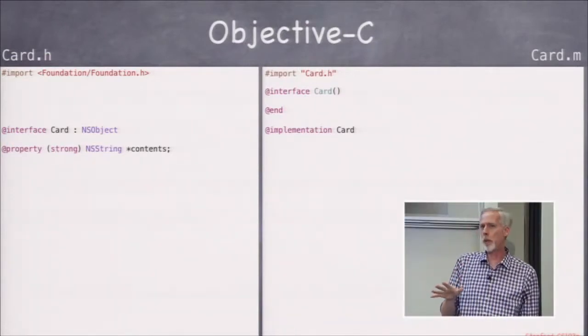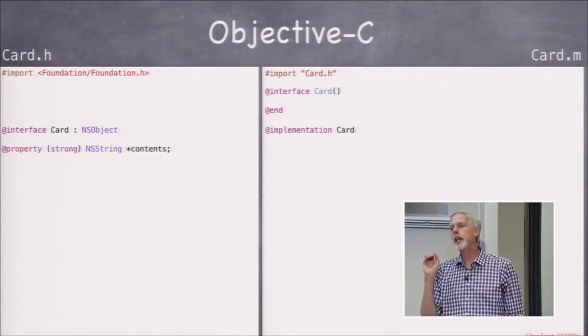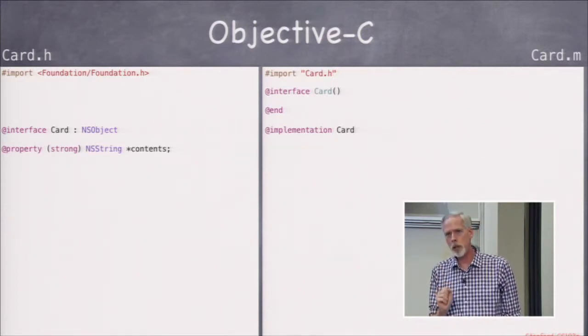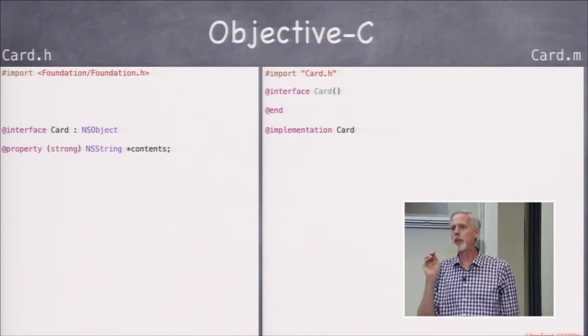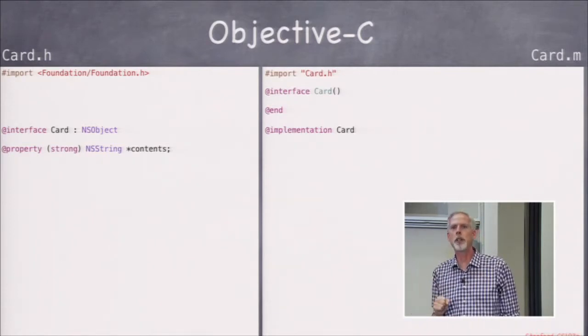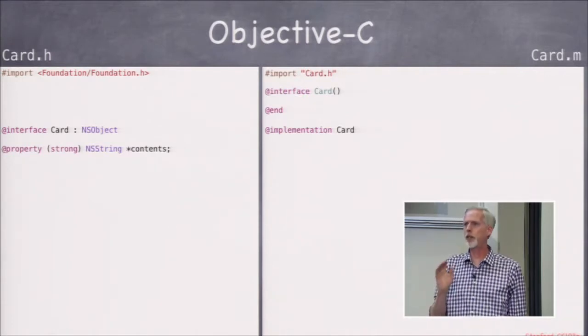Okay, and all pointer properties have to be strong or weak because Objective-C has to know what to do with the memory in the heap. Strong means keep the memory for the thing this points to in the heap as long as I or anyone else has a strong pointer to it. Okay, so this is called reference counting. It's not garbage collection, it's reference counting.